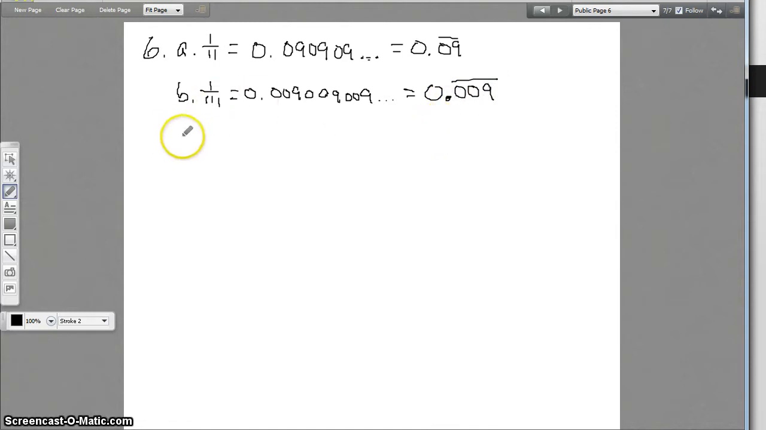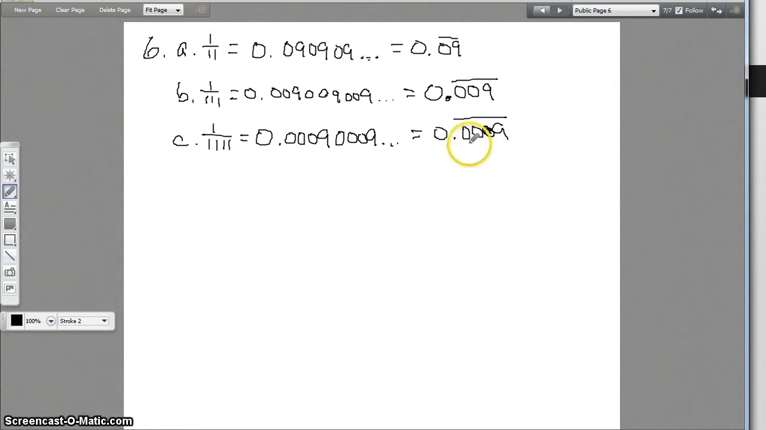Part C is 1/1111. When you punch that into a calculator, you get 0.00090009, and that continues on forever. So we can write that as 0.0009 repeating.